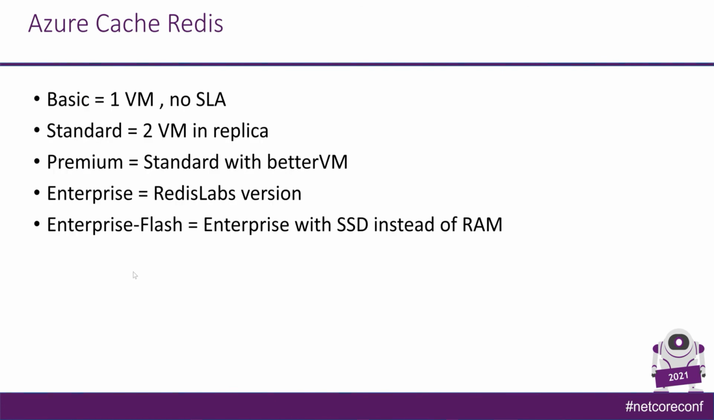Remember that there are 5 levels. And you have the basic version. The basic version corresponds to 1 VM with no SLA, and the standard version is only 2 VMs in replica, and the premium version is the same as standard with better VMs, and also with the premium version you can store information on disk, so persist the database. After that, you have the Redis Labs versions, so the enterprise and the enterprise flash, so SATA or SSD disks.